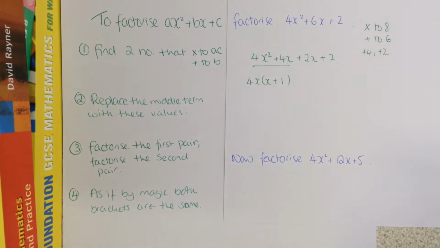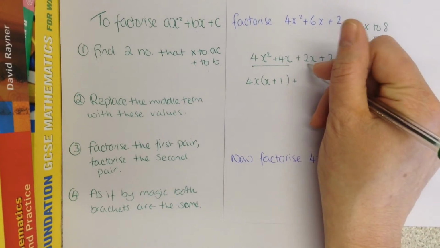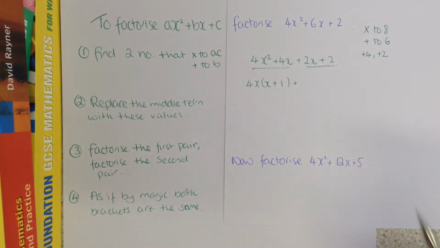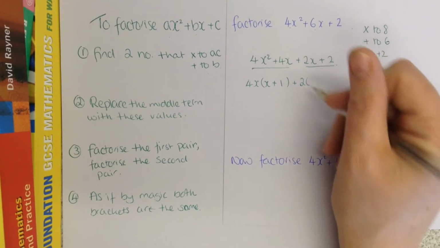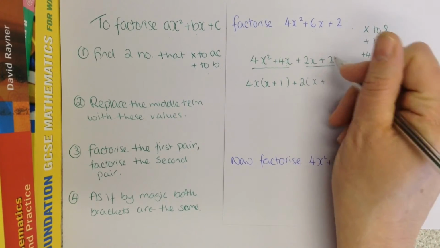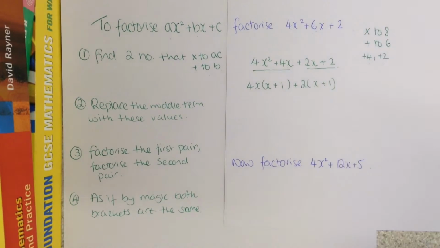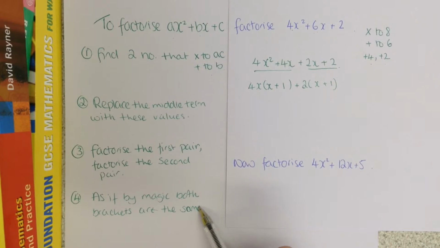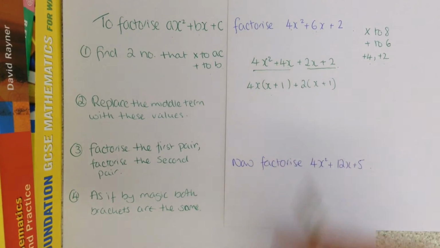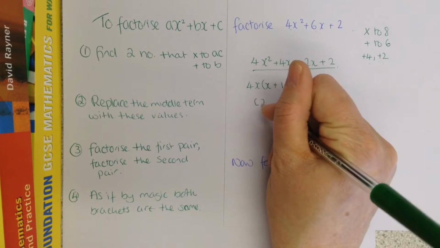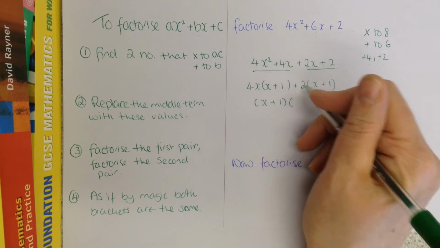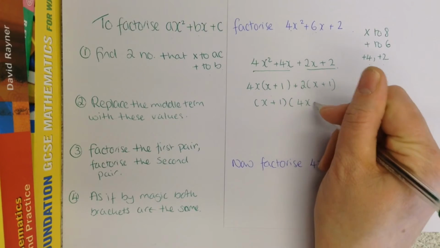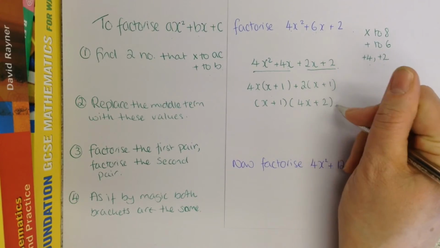On to our second one. Okay, so factorise the second pair. I can take a 2 out there. So 2 times what is 2x, x, 2 times what is 2, 1. As if by magic, both brackets are the same. And there we are. So I can make the one bracket x plus 1, and the other bracket is just the bits and bobs, so 4x plus 2.